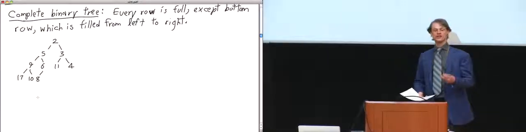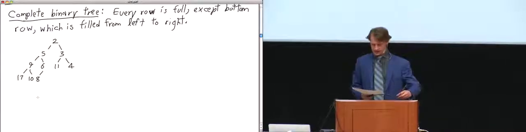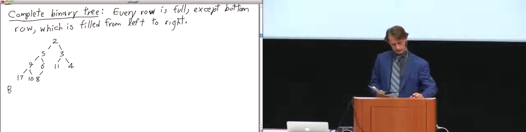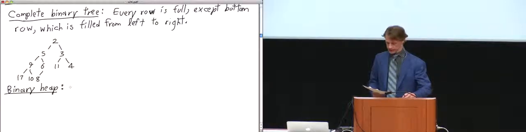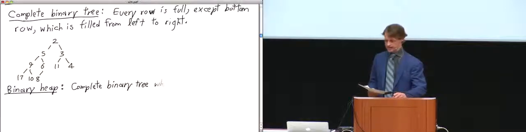Now, we're going to store our priority queues as complete binary trees that have an additional property, which is that they are binary heaps. A binary heap is a complete binary tree with one additional property. Its entries satisfy something called the heap order property.